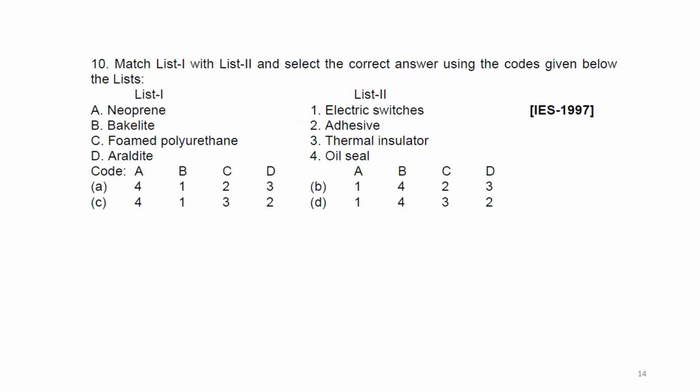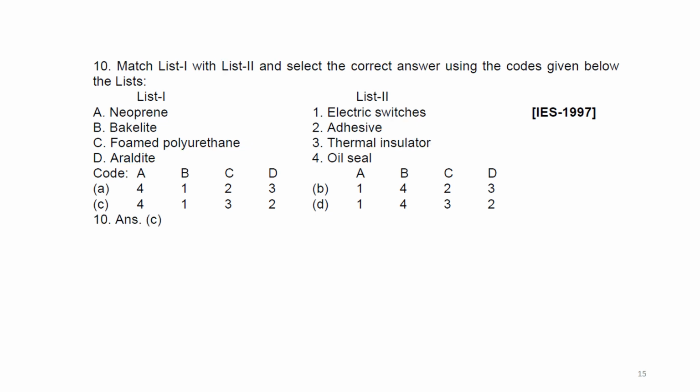Next, match the list: neoprene, bakelite, foamed polyurethane, araldite; electric switches, adhesive, thermal insulator, oil seal. Neoprene is oil seal. Bakelite is electric switches, you know that, we have seen it in many places. Araldite is adhesive, and the remaining one, foamed polyurethane, is thermal insulator. So the answer is C.